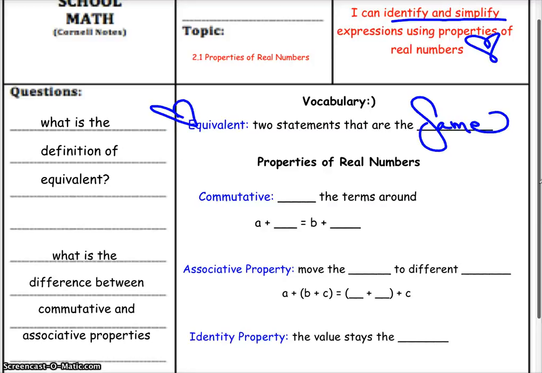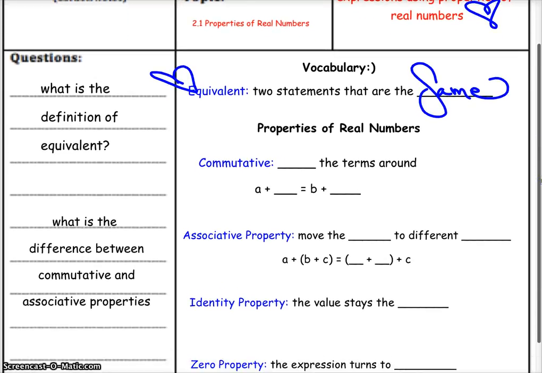So, the major properties, and they're not going to leave you. There's like 5 major ones that you're going to learn as 7th and 8th graders, and I think you learned it even as 6th graders. Commutative, associative, identity, zero, and then the multiplication property of -1. So commutative just means switching the terms around.